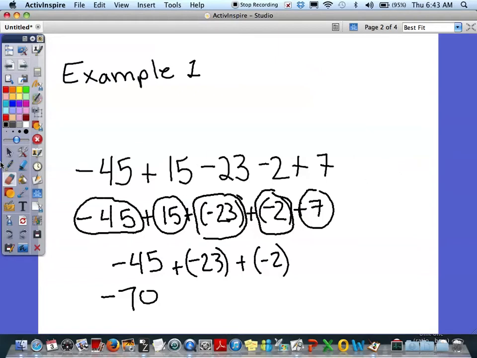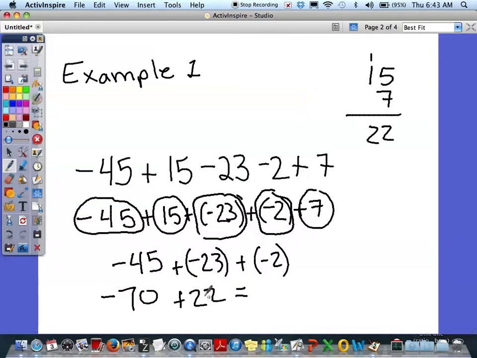Okay, so I've got my 2 positive numbers. Same sign, keep and add. 15 plus 7 gets me to 22. So then I go negative 7 plus 22. And so I've combined all my negative values, and then I've combined all my positive values, and now I've got one problem to do at the end.